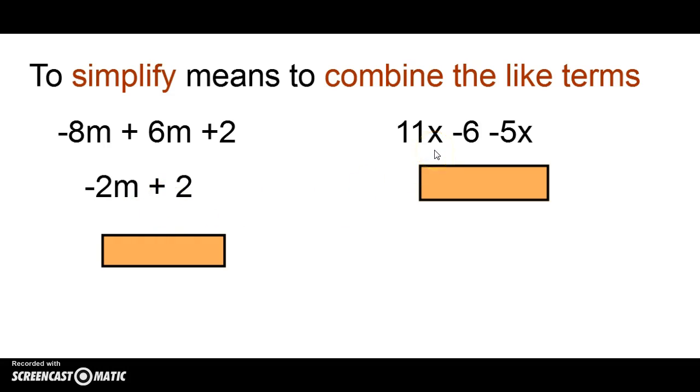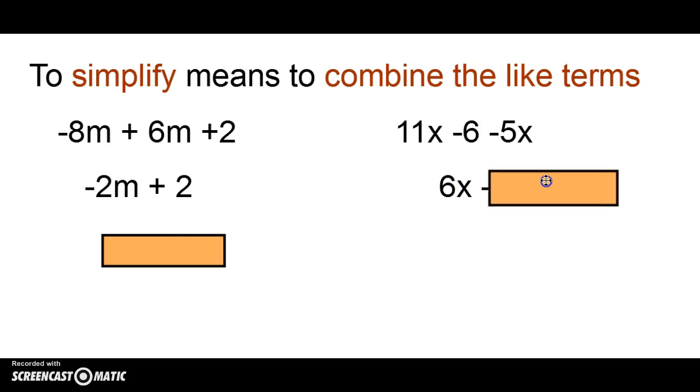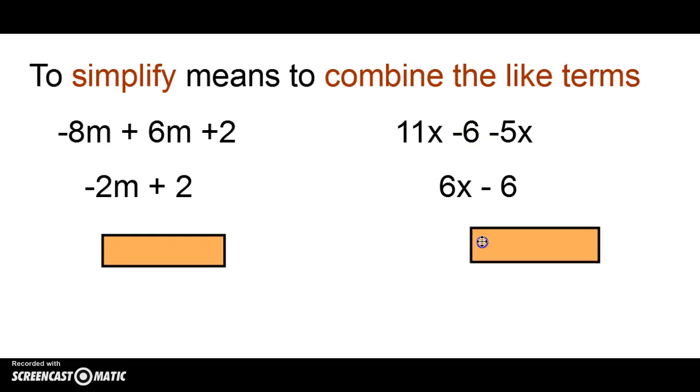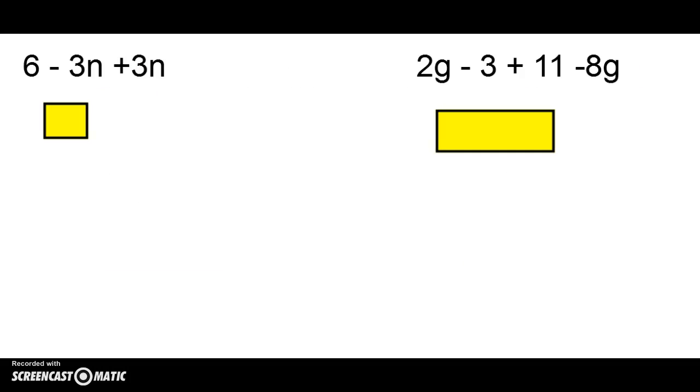Next one, the like terms here are the 11x and the negative 5x. And we would say positive 11 minus 5 is 6x. You keep the variable there. And then the constant by itself is negative 6. All right, here, notice that the like terms actually cancel each other out. A positive 3n minus 3n is 0. So all we have left is the 6.